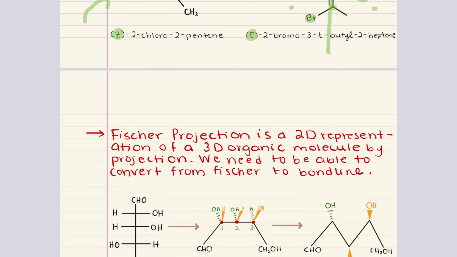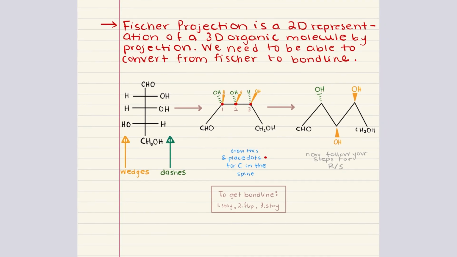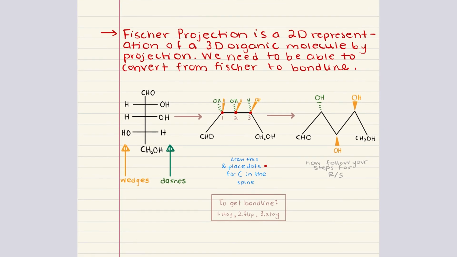To end this section and this chapter as well, the last thing we want to talk about is Fischer projections. A Fischer projection is a 2D representation of a 3D organic molecule, and it simplifies the visualization of complex molecules, particularly carbohydrates and amino acids, while still retaining important stereochemical information. For the MCAT, we need to know how to convert a Fischer projection into a bond line structure. And to do this, there's 4 main steps.